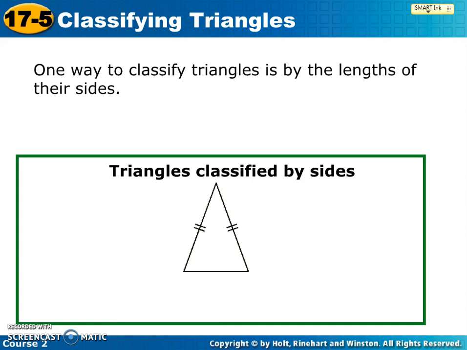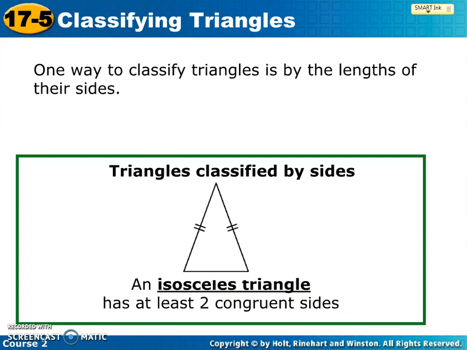The next type of triangle by the length of their side is called an isosceles triangle. An isosceles triangle has at least two congruent sides, so at least two. All three of them actually could be congruent and it would still be isosceles, but they need to have at least two. So you notice that we have some tick marks, and we know that the same number of tick marks means those sides are congruent.